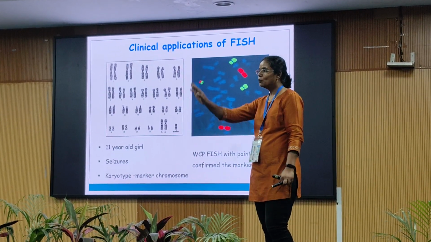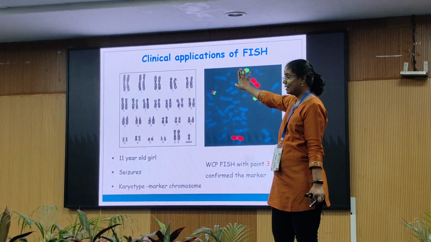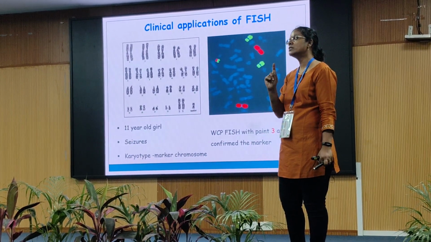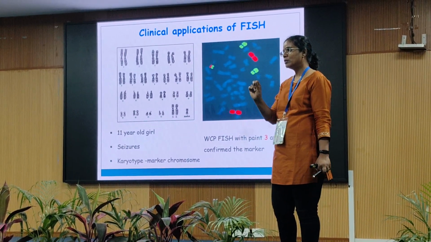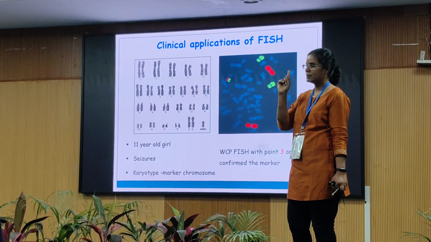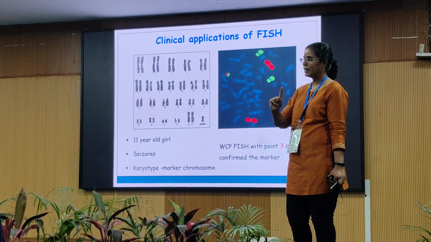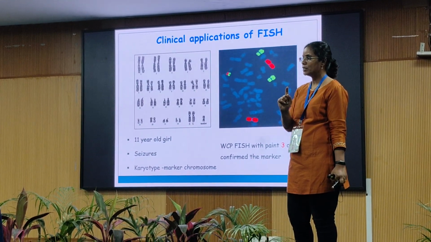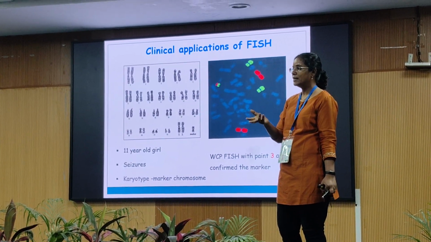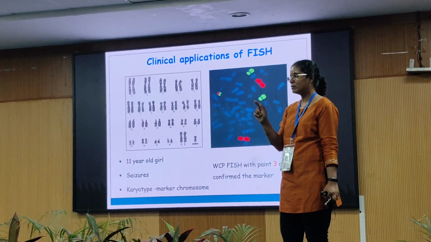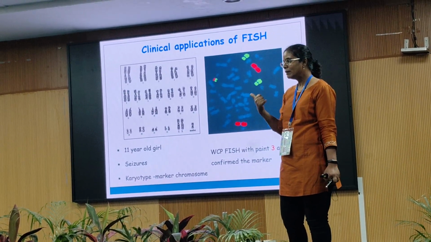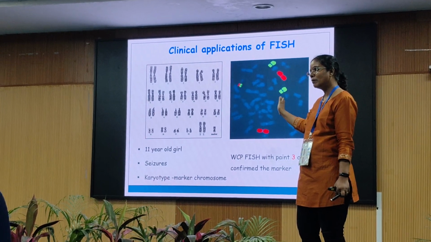This is my case, so I have done this and then we have done. But ideally, there are a lot of cases where the first tier of testing is CMA. So wherever you get a deletion or a duplication, you should go ahead and confirm where it is present. The position will not be known by CMA. That is a limitation of CMA. The position will be known either by karyotyping or by FISH.